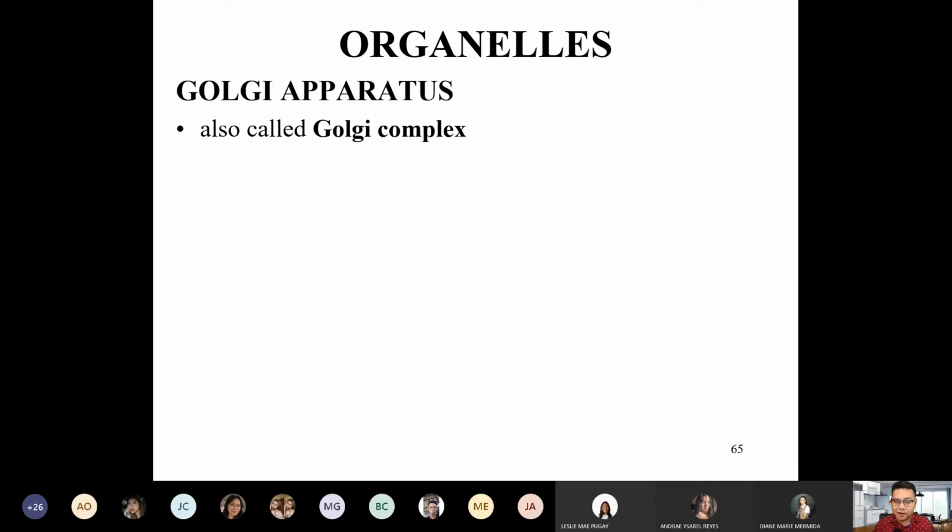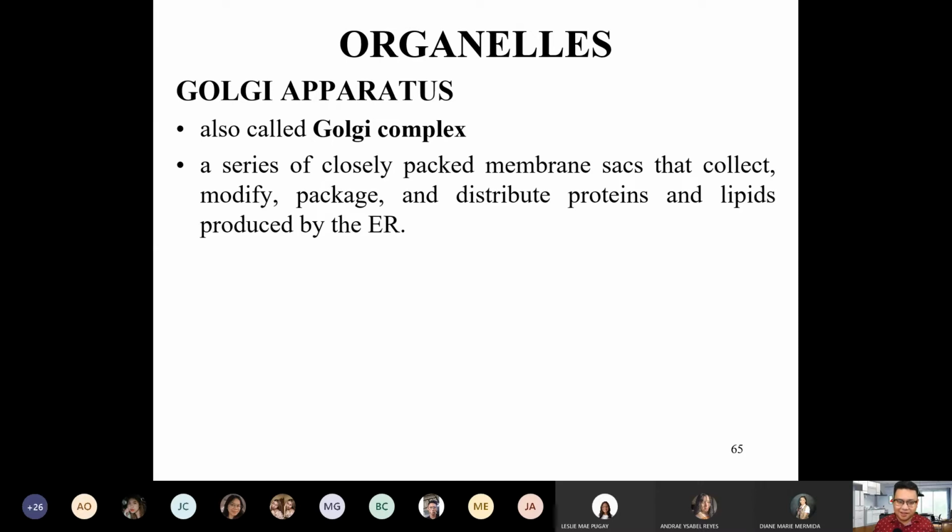Next, we have our Golgi apparatus, also called your Golgi complex. If you're into internet memes, you should already know that... hindi pala, mitochondria pala yan. Also known as the Golgi complex, the series of closely packed membrane sacs that collect, modify, package, and distribute proteins and lipids. Okay? Ang kanyang main role is to distribute proteins and lipids. Kaya nagpapack, modify, and package. Okay? Kumbaga, siya yung packaging center ng cell.